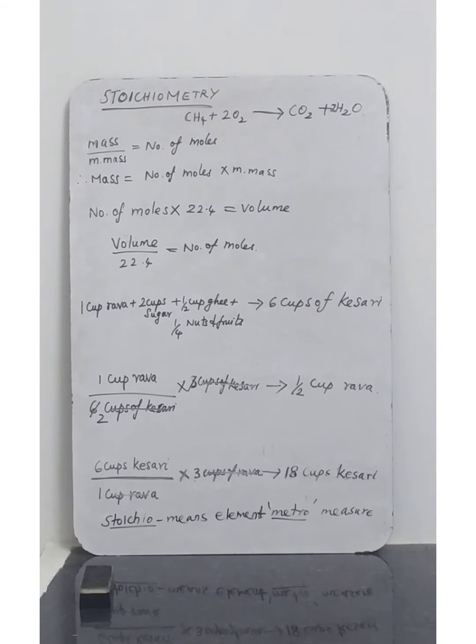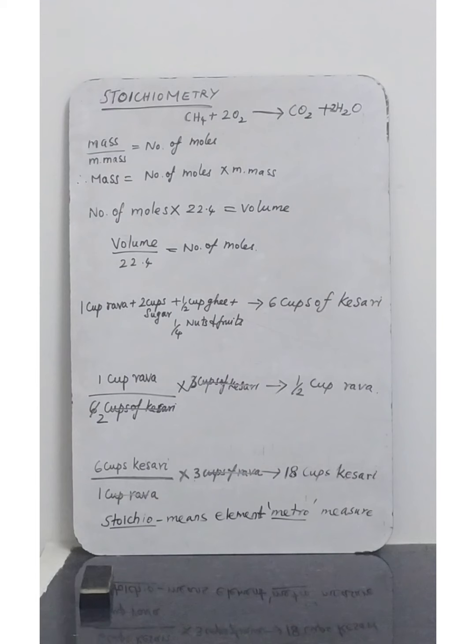Stoichiometry. Now, in stoichiometry, how can we convert mass into number of moles? Suppose the mass is given, how will it be converted into moles? If moles are given, how can we calculate the mass? If the number of moles is given, how can we calculate volume? And if volume is given, how can we calculate the number of moles? These conversions we can calculate by using these formulas.